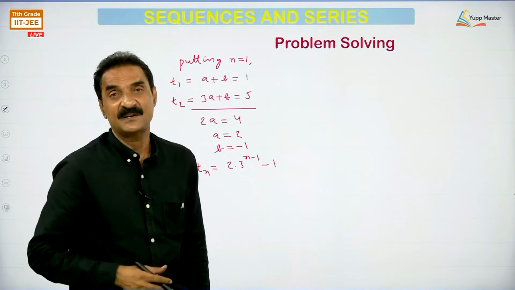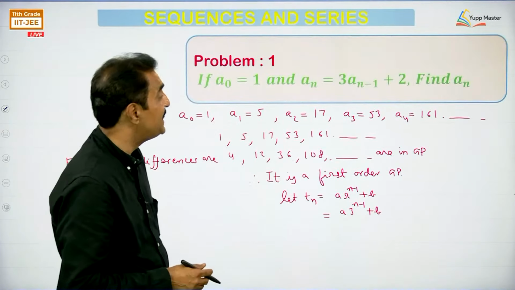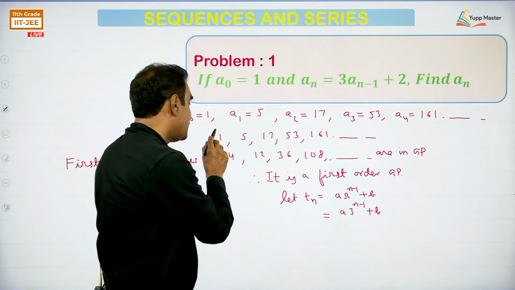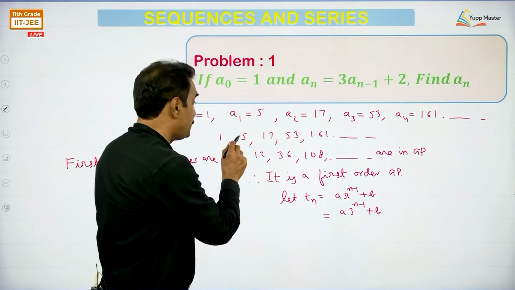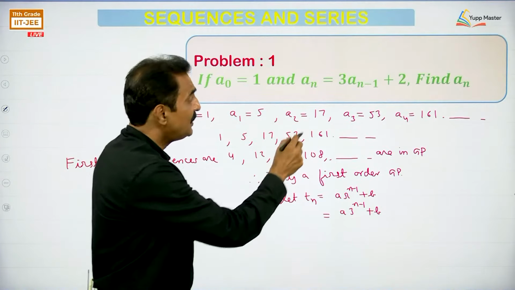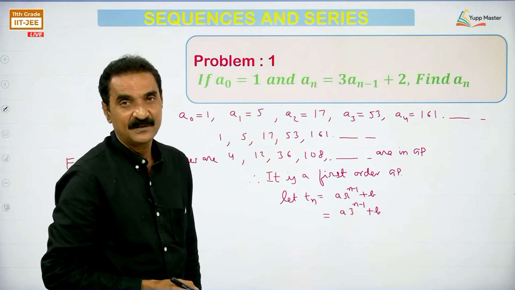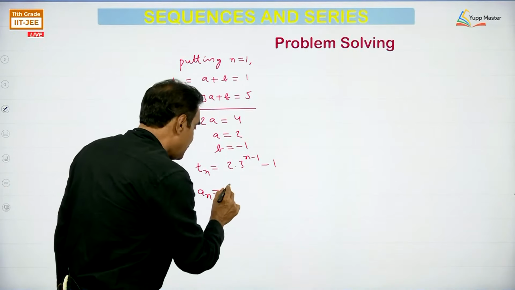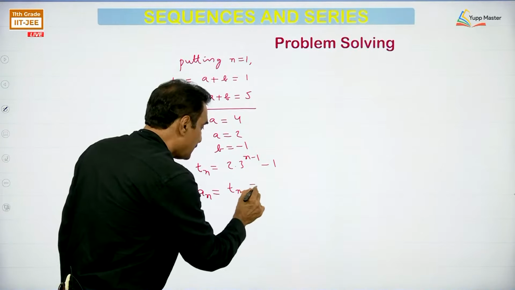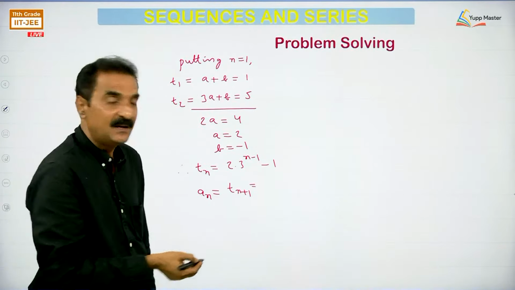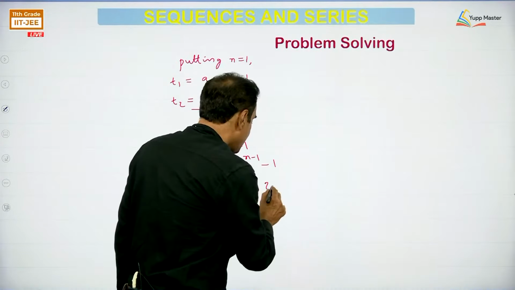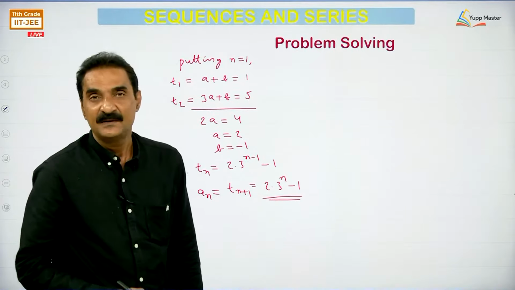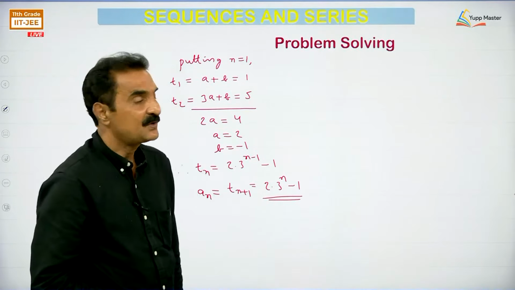But this is not our answer, because we want to find An, and the first term T1 is denoted by A0, T2 is A1 and so on. So An will be the n plus 1th term. So An is equal to T(n+1). How do you get it? Replacing n by n plus 1 here, you will get 2 into 3 power n minus 1. This is our answer. Let us go to the next question.